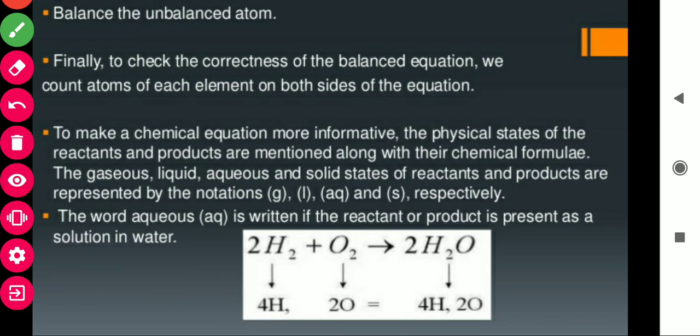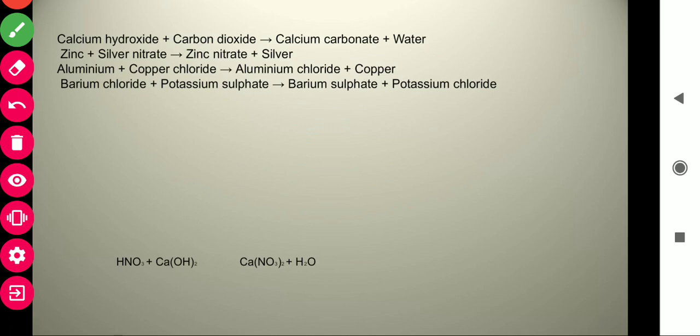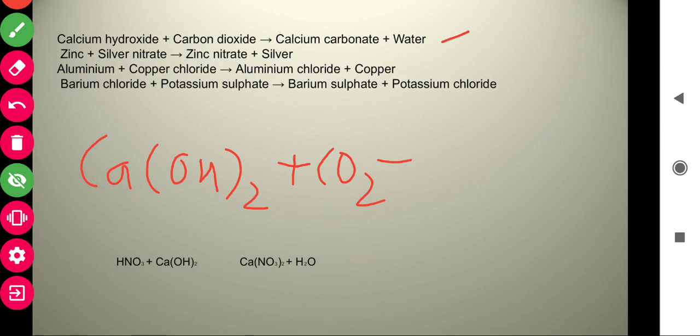We will take some more examples. Students, here some reactions are written. First we will write them in symbolic form. Calcium hydroxide, Ca(OH)2, which is aqueous, plus CO2 gives CaCO3 plus H2O. If you want to balance this reaction, how can we balance it?